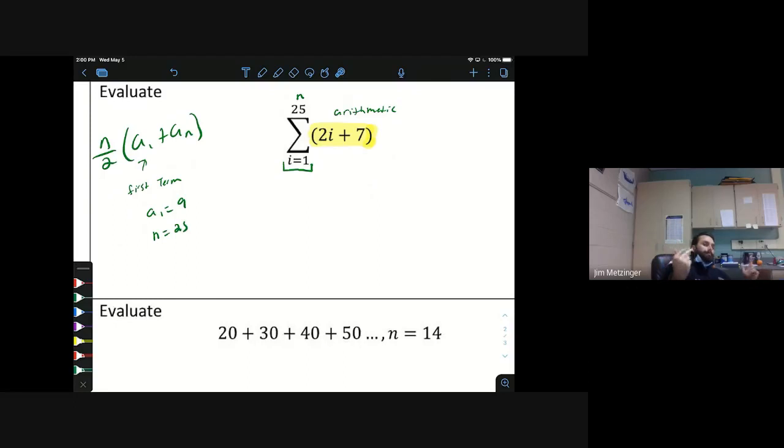If I knew what an was, I could just plug in. an, in our case, would be the value of the 25th term. You get the value of the 25th term, put 25 in for i, and evaluate. 57. So we put all of that into our equation here. This summation should be equal to n over 2, 25 over 2, times the first term plus the last term, 57. So we've got a calculator, tell me what that is. And then we'll confirm that we did it right by doing the actual summation with the calculator.